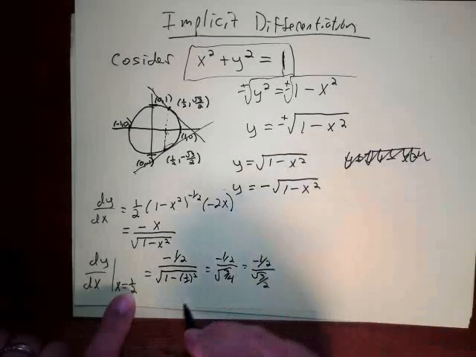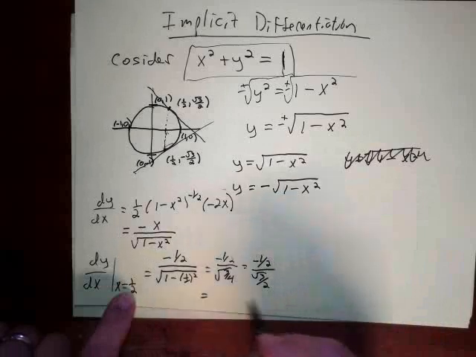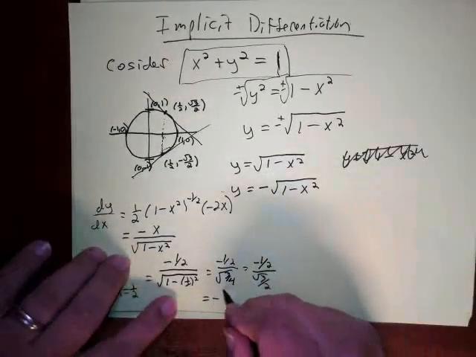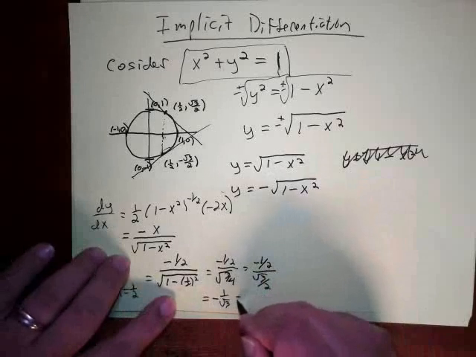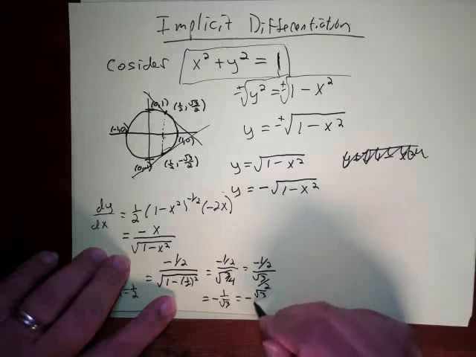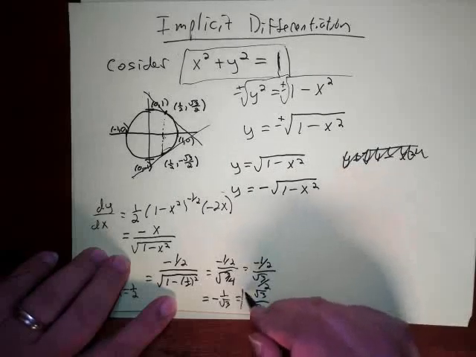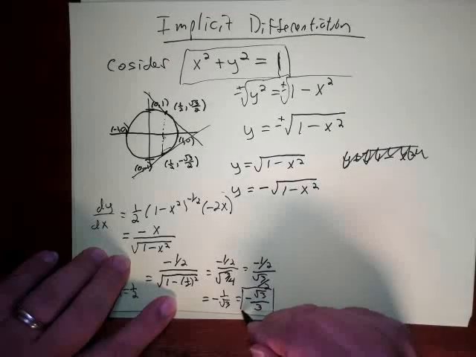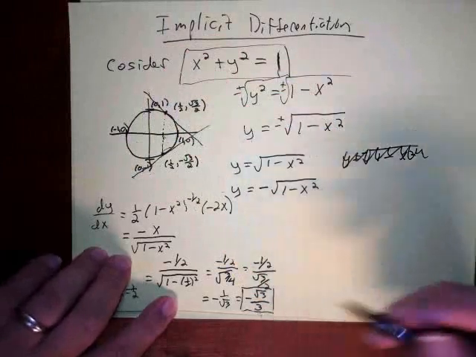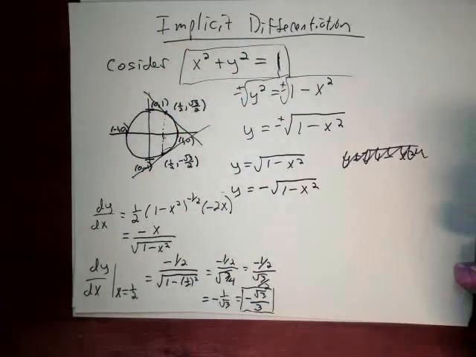Then I could invert this and multiply. I'd get negative 1 over the square root of 3, and it looks like this is actually the negative square root of 3 over 3 if I rationalize the denominator. So that would be the slope of this tangent line. It is negative, and that's actually the slope of the tangent line there.